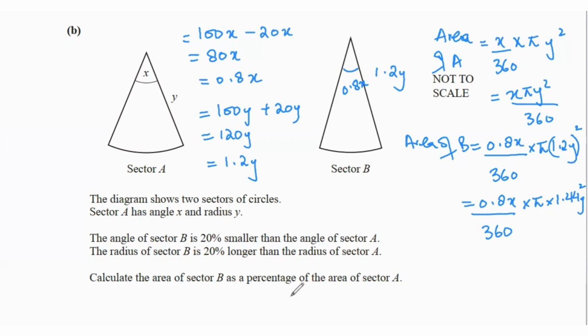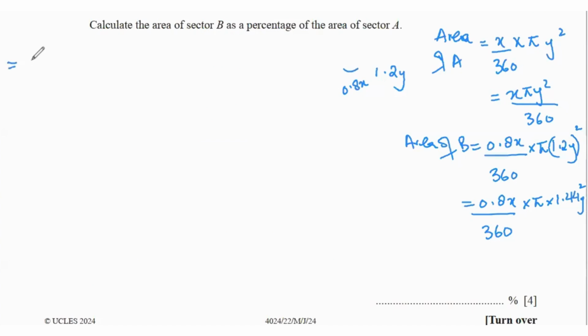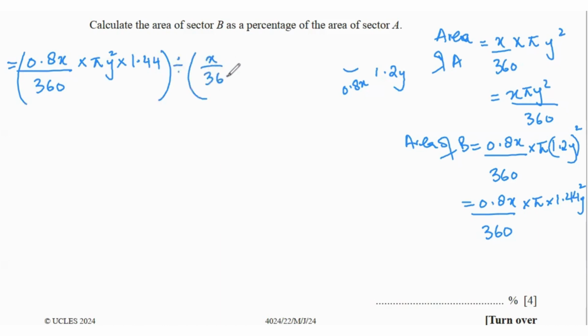Area of sector B as a percentage of area of sector A. So that means area of B is going to be divided by area of A and then times by 100. We're going to do 0.8x over 360 times pi y squared times 1.44, divided by x over 360 pi y squared. And this entire thing is times by 100.